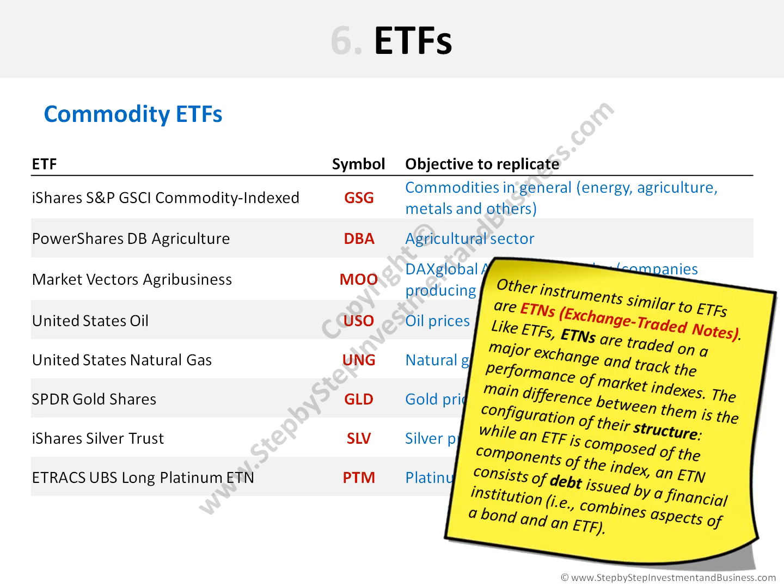It is important to mention that other instruments similar to ETFs are ETNs, which stands for Exchange Traded Notes. Like ETFs, ETNs are traded on a major exchange and track the performance of market indexes. The main difference between them is the configuration of their structure. While an ETF is composed of the components of the index, an ETN consists of debt issued by a financial institution. That is, an ETN combines aspects of a bond and an ETF.